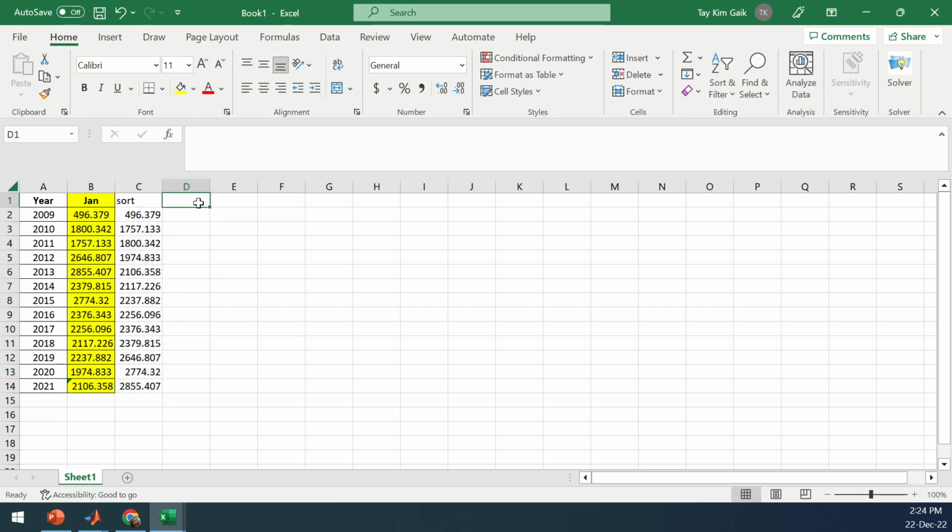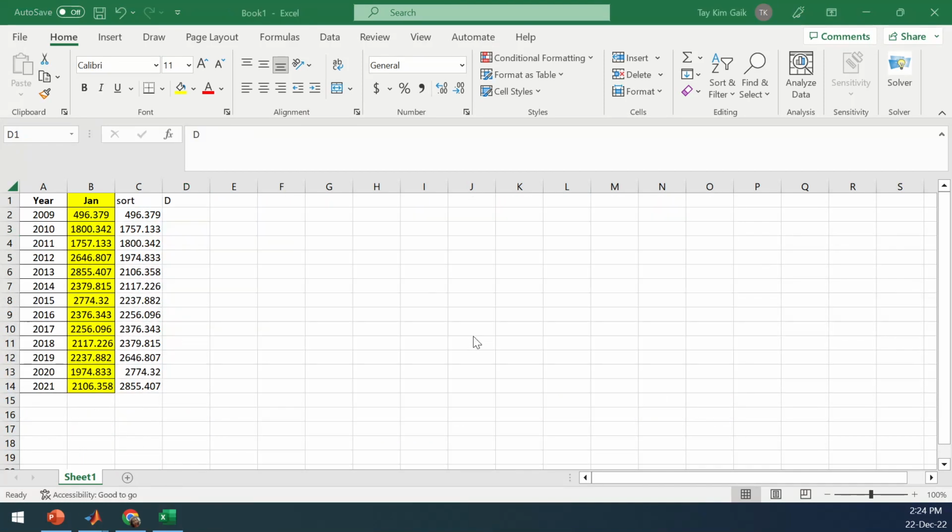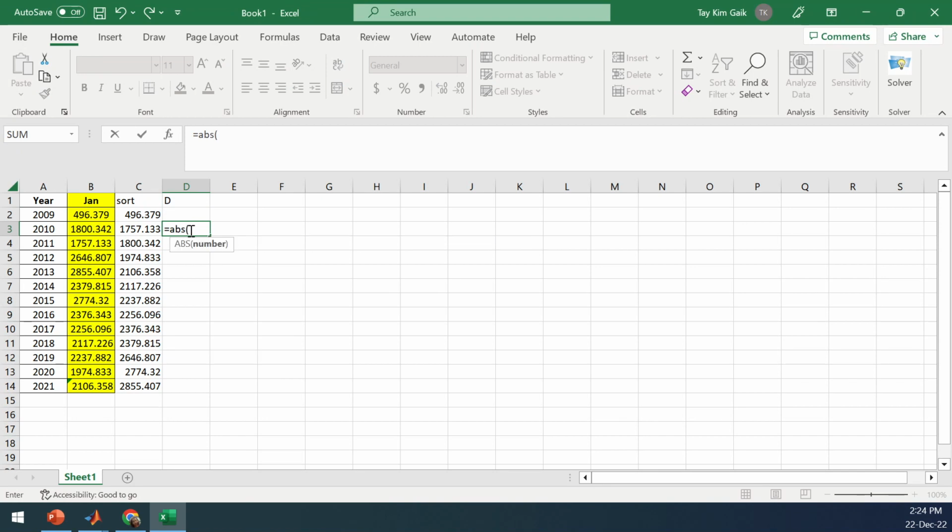So sort in the ascending order, and then we find the distance. Distance means the distance in magnitude, so the absolute value of the next data minus the previous data. So the ABS of the next sorted data minus the previous data. So distance is an absolute value.